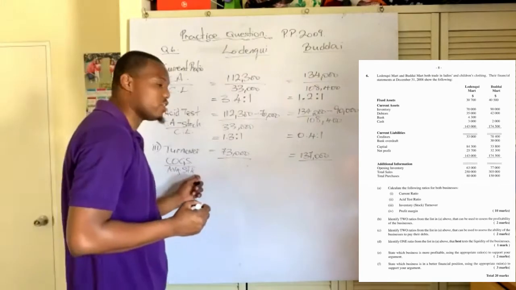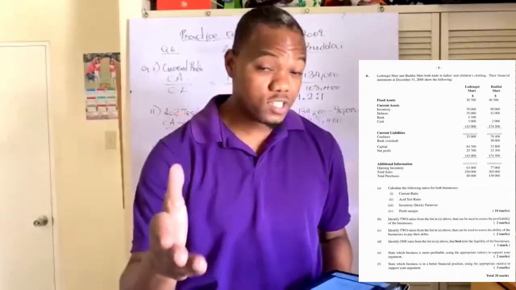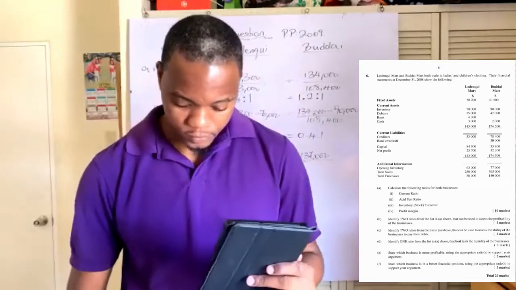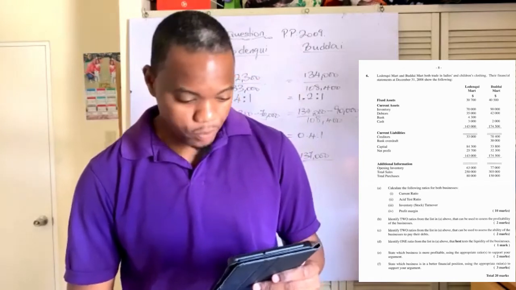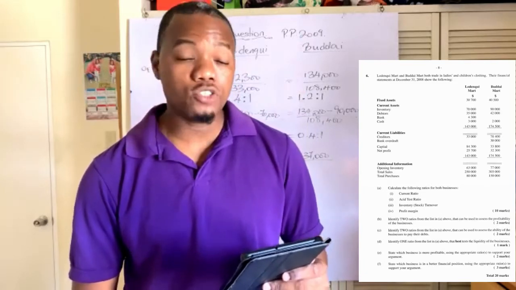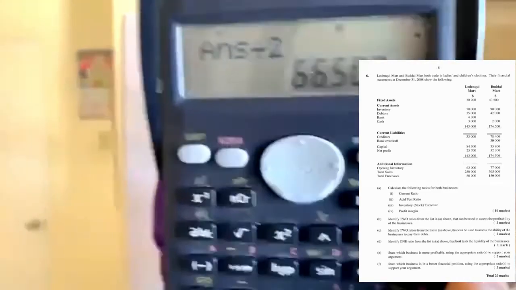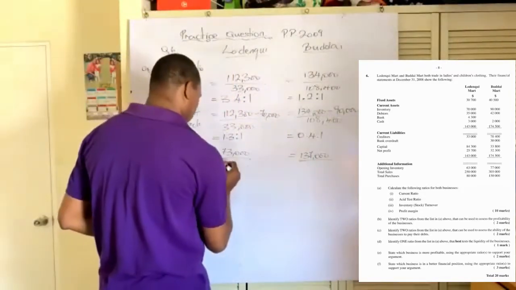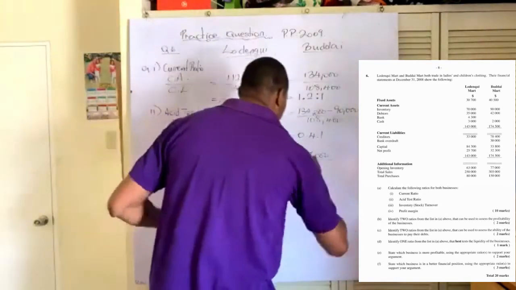Then now we have to calculate average stock, and this is another calculation again. Because now we have to add our opening stock plus our closing stock and divide that by 2. That is how you get average stock. So for Lodenki, opening stock is 63,000 plus its closing stock, which is 70,000, equals 133,000. Then you're going to divide that by 2. That gives us 66,500. And for Budai, average stock is 83,500.